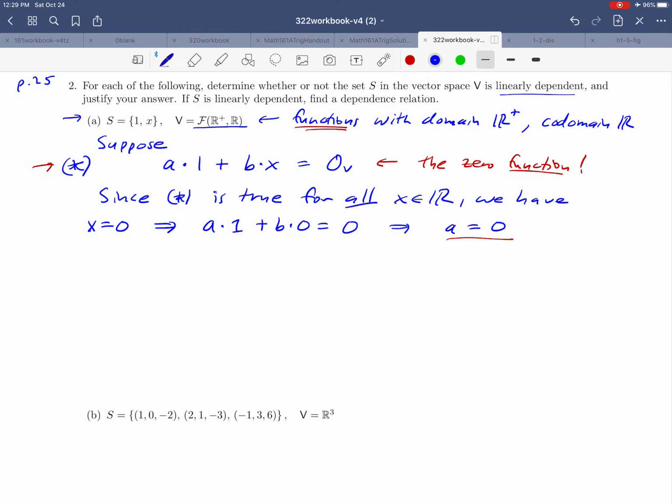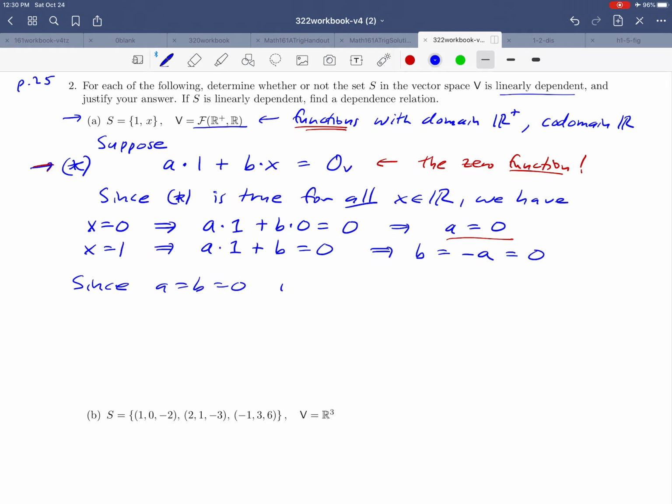But again, since we know that star is true for any x, we're free to choose another x if we want to. So how about x equals 1? That's also a pretty nice number. If we substitute that in, we get a times 1 plus b times 1, which is just b, is equal to 0. And notice that if we solve that equation, we get b equals negative a, but we already showed above that a has to be 0, so b is 0 as well. So what did we just show here? Well, we showed that the only solution to equation star up here is a equals b equals 0. In other words, the only solution is the trivial solution.